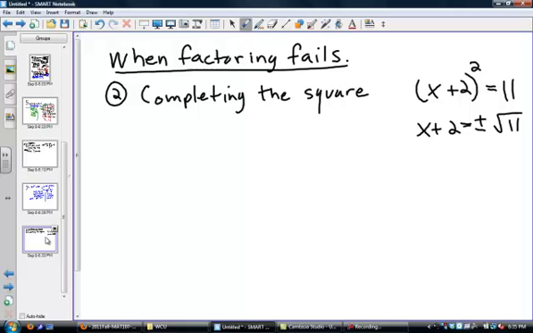What are you trying to do? You're trying to get what x is? Just get rid of the 2. Subtract 2 from both sides. You're done. x equals negative 2 plus or minus root 11. So if you can get it to this form, a couple steps and you're done.